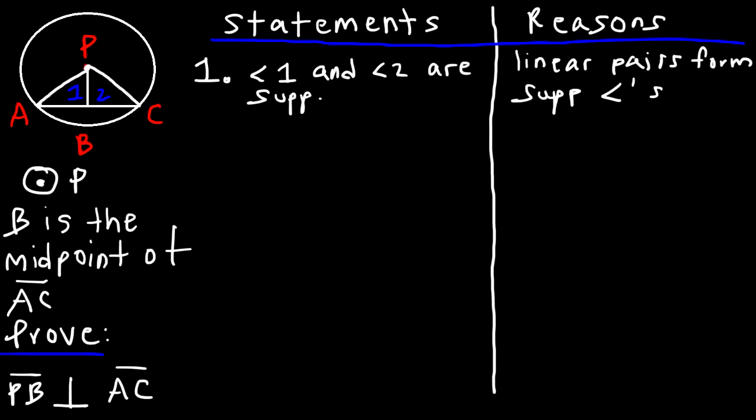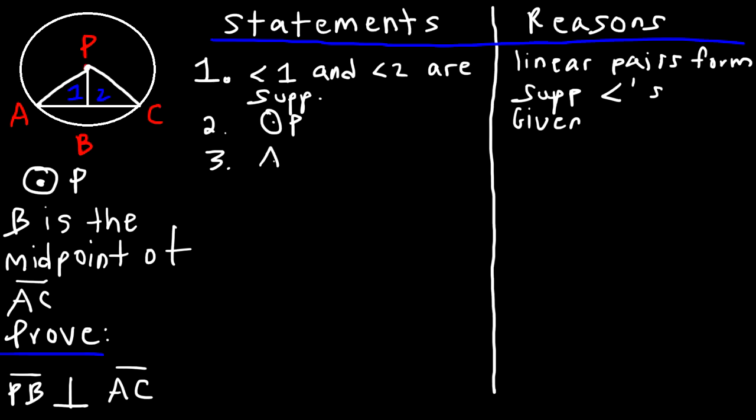So now what can we do? Well, let's state that point P is the center of the circle. So that's given to us. And now let's move on to step 3. So if P is the center of the circle, what conclusions can we draw from that? Well, that means that AP and PC are the radii of the circle. And that means that they're congruent.